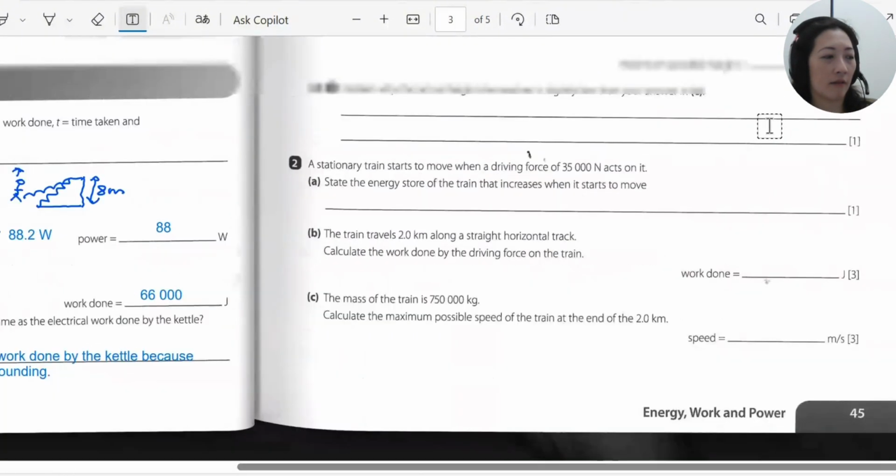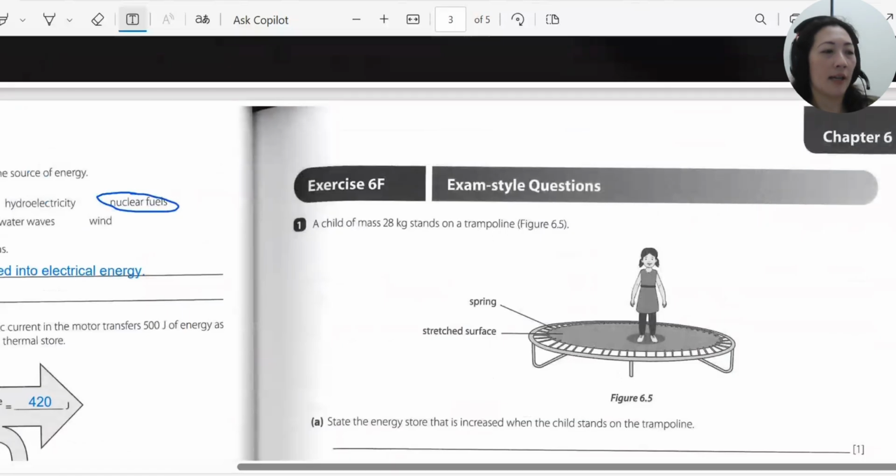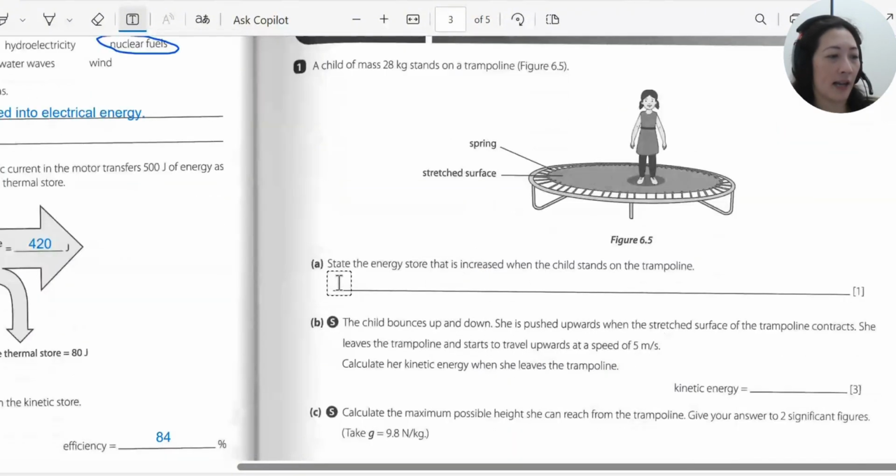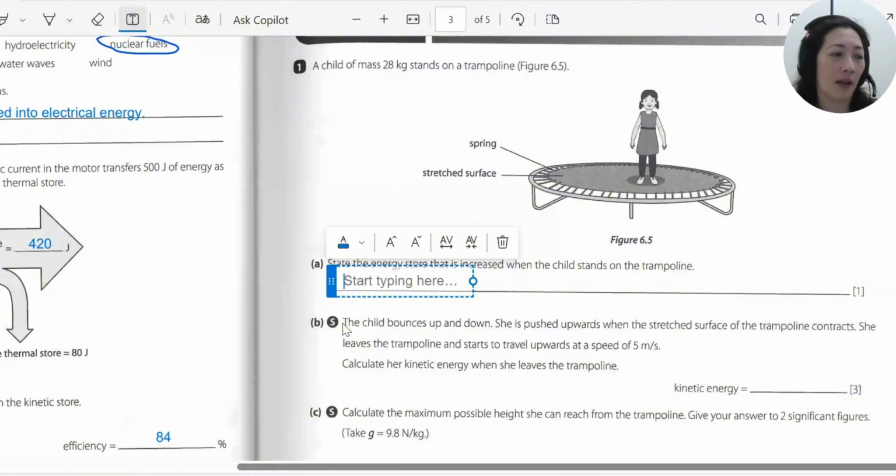Okay, now let's go on to 6F. A child of mass 28 kilograms stands on a trampoline. State the energy stored that is increased when the child stands on a trampoline. There are springs as shown here in the diagram. If you've ever been on a trampoline, when you stand there, of course, you're stretching the surface a bit. So the springs as well as the surface, the material of the trampoline fabric, will be stretched a bit, which both are basically elastic energy. So we're just going to write elastic.